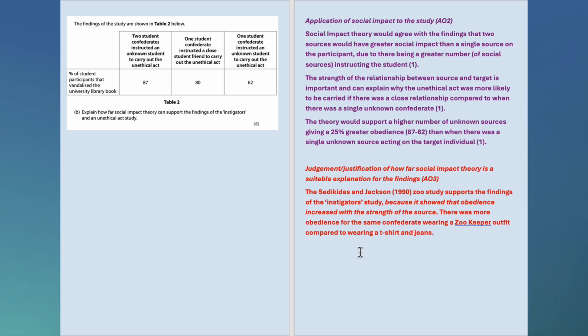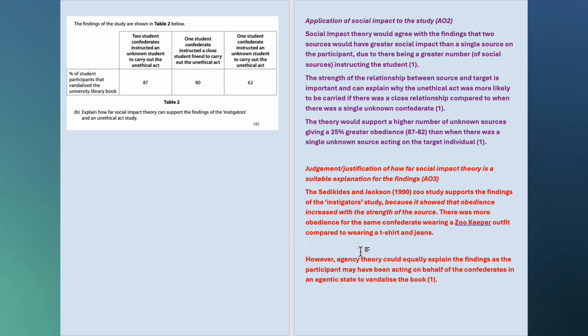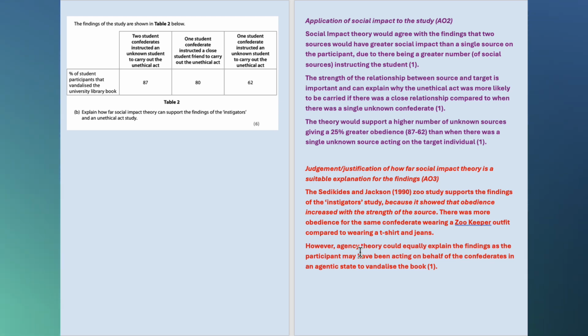Let's have a look at another one. And it says, however, agency theory could equally explain the findings as the participant may have been acting on behalf of the confederates in an agentic state to vandalize the book. And again, this is fully linked to the study, but it is a counter argument. And that is key to getting the 6 marks here, because what you want to do is to have some elements which are supportive and some elements which are not supportive. Let's have a look at the final one.